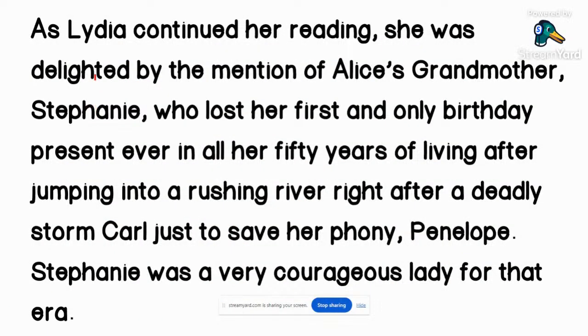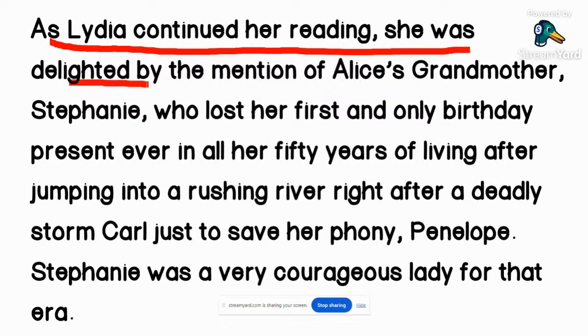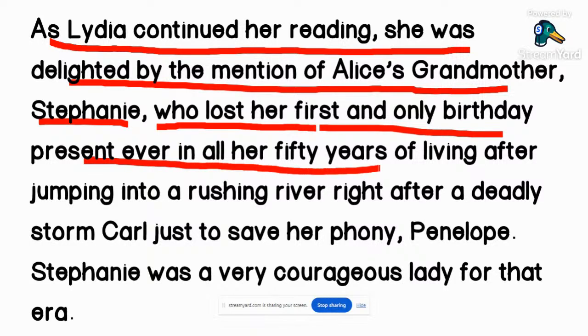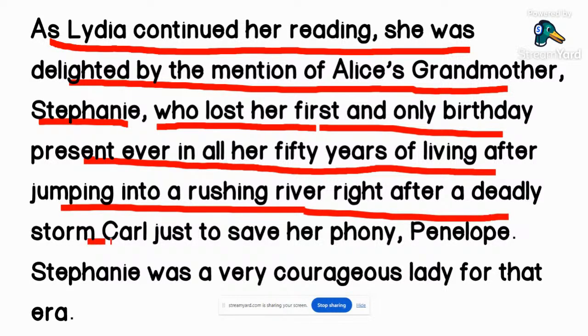As Lydia continued her reading, she was delighted by the mention of Alice's grandmother, Stephanie, who last her first and only birthday children ever in all her 50 years of living after bumping into a refrigerator right after a deadly storm. Carl was fixed for pony.